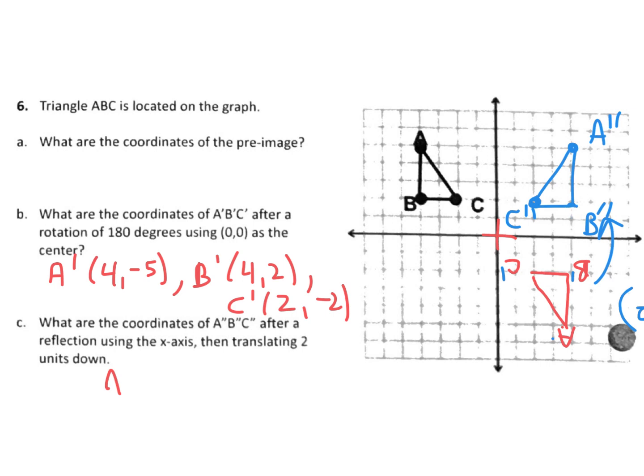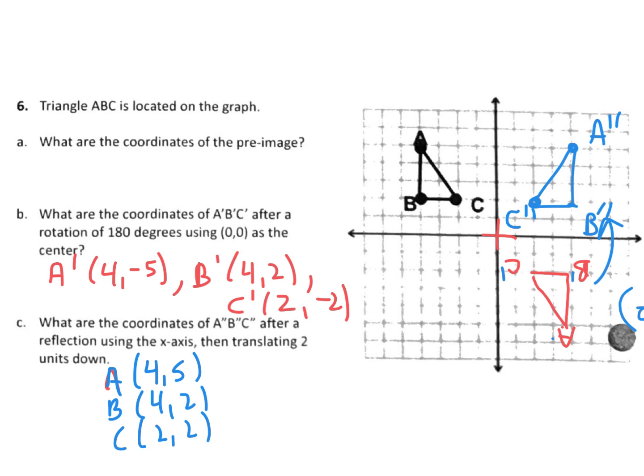Okay, so then it looks like that. Then we have to write our new coordinates. Sorry, it's getting messy. So A is 4, 5. B is 4, 2. And C is 2, 2.